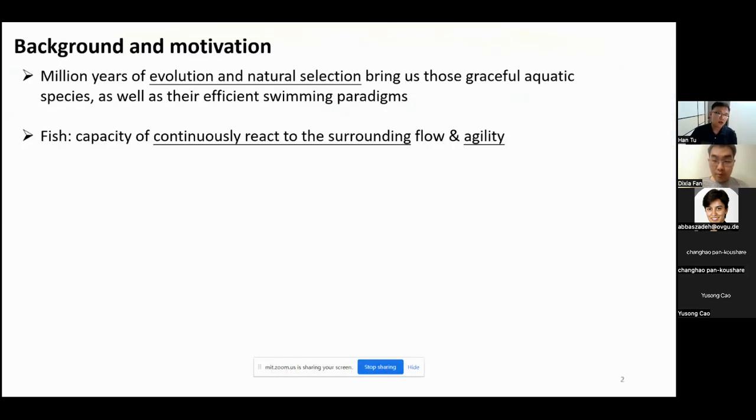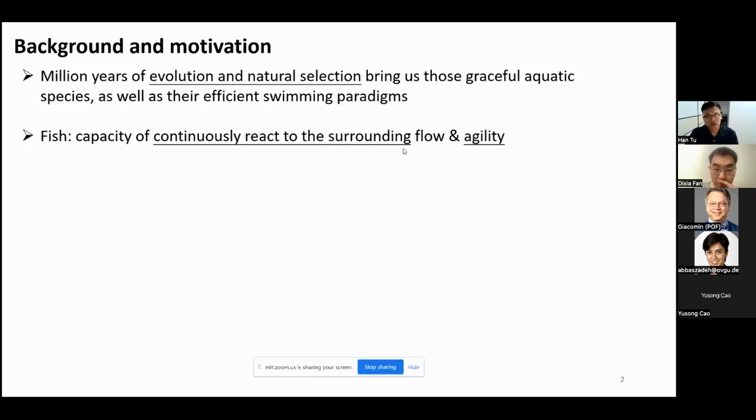Okay, so here comes the first question. Why do we study fish swimming? Because we think that fishes could swim in efficient patterns since they have been selected by nature for millions of years. Another very important fact is that we do observe those fishes have the ability to continuously react to the surrounding unsteady flow, which is not easy for man-made underwater vehicles. And another important thing is the agility of those fishes. For example, when they are faced with predators or other dangers, they can accelerate or start themselves very, very fast or make C-turns in an incredibly short time.